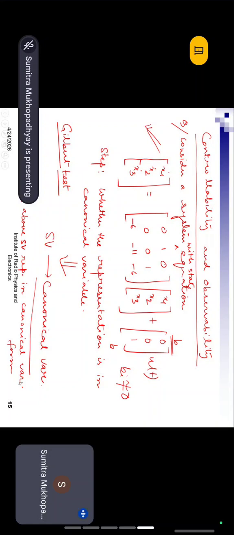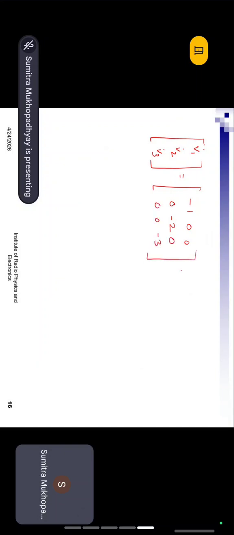If you do so, you will see the answer I am giving you. You just need to compare the answer. The canonical variable representation of the above system is this: minus 1, 0, 0, 0, minus 2, 0, 0, 0, minus 3, plus V1, V2, V3, plus half, minus 1, half. Now you can see all the elements of the matrix are non-zero.